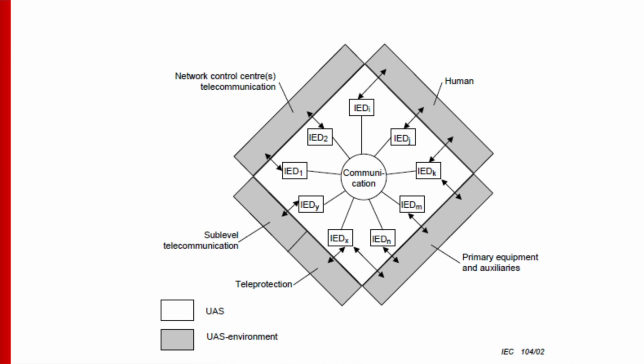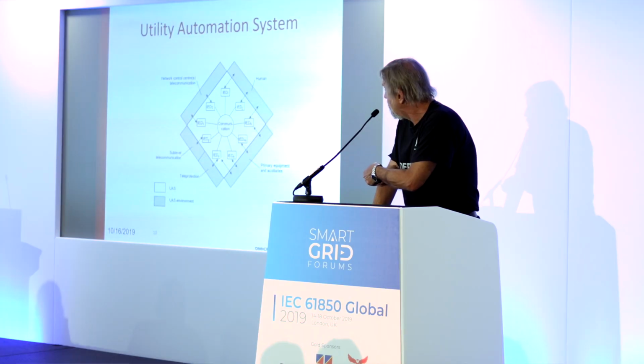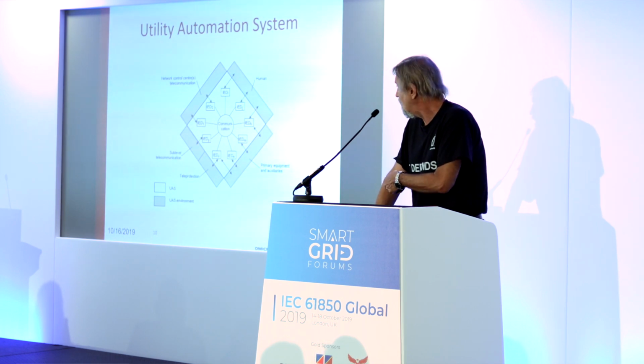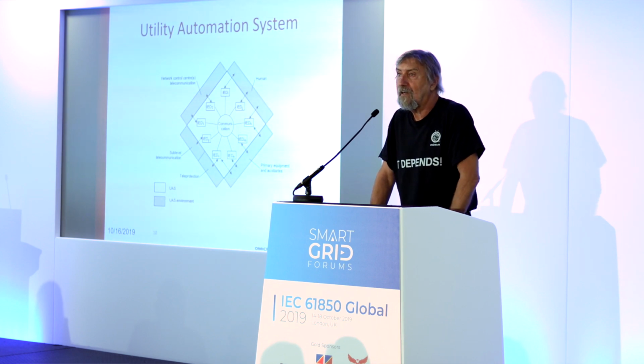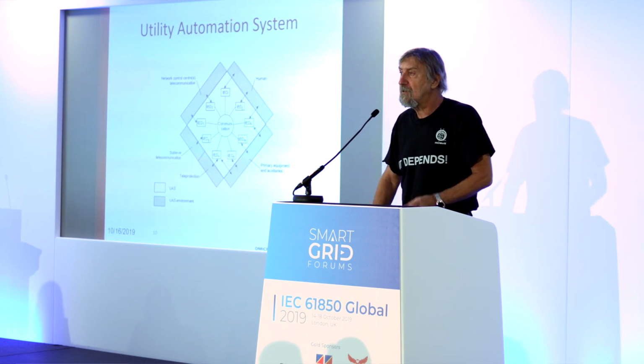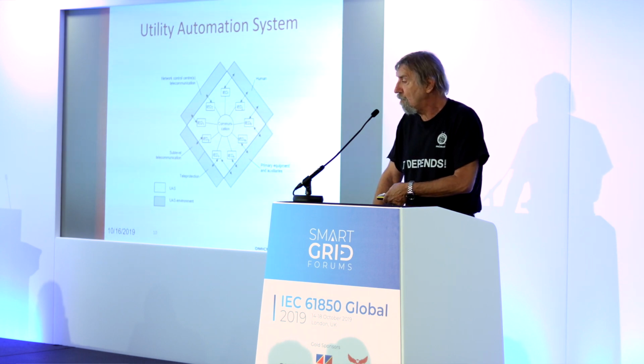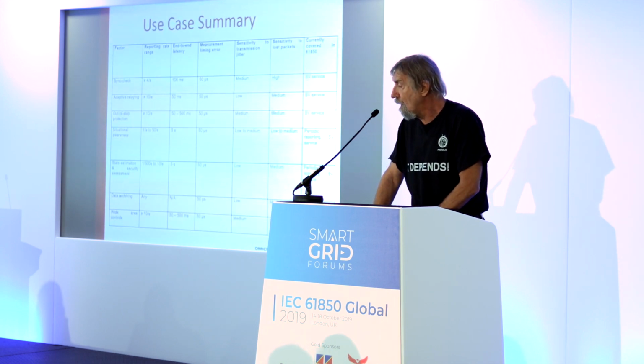But once we get outside of the process level, we go to the network control center, we may go to a human operator, we may have some primary equipment that we have to automate or operate on, and then we have the communications, and then the communications bring us to teleprotection or any other related functionality. So this is a very, very simplified view of the utility automation system.